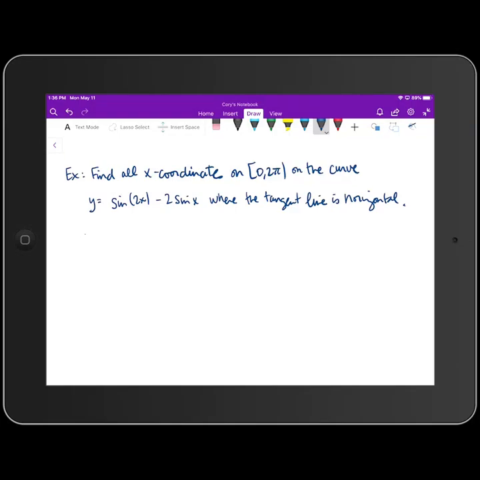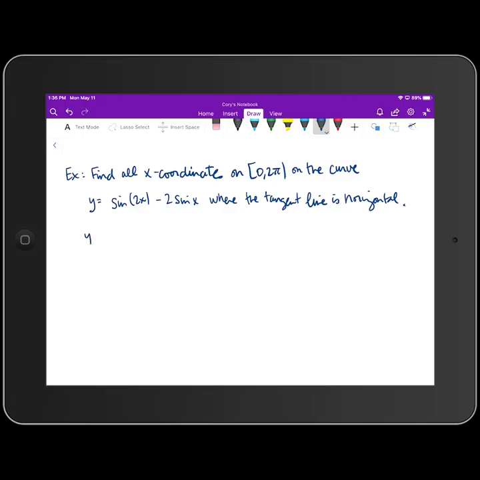Okay, so let's do an application problem involving taking the derivative of a trig function. The directions ask us to find all x coordinates on the half closed interval from 0 to 2 pi on the curve y equals the sine of 2x minus 2 times the sine of x, where the tangent line is horizontal. So we want to find where the tangent line is horizontal. We're looking for where the slope, or the derivative of the function, is going to be equal to 0.